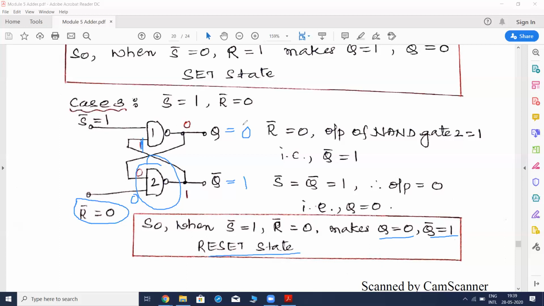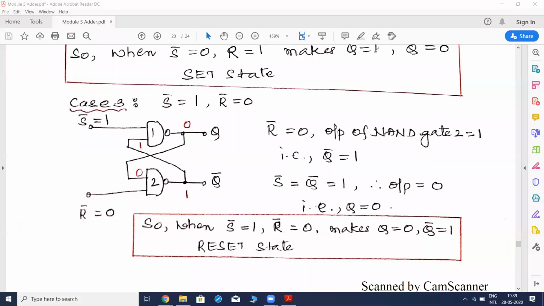We are making Q equal to 0. In the previous state, it may be anything, but when we give S bar equal to 1 and R bar equal to 0, it will reset the flip-flop. The meaning of reset is that we need to get Q as 0. If we are getting the output Q as 0, that particular state is called the reset state. So when we give the inputs S bar equal to 1 and R bar equal to 0, we are getting Q as 0 and Q bar as 1. Since Q is 0, this particular state is called the reset state.